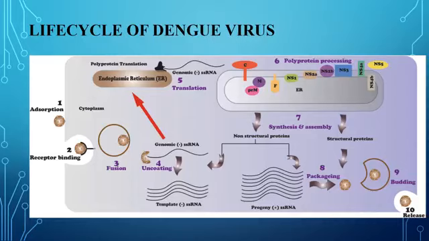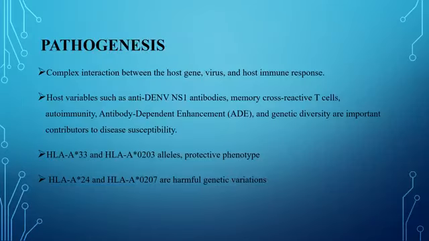In this way, the life cycle of dengue virus is completed within the host cell. One virus comes in and produces a lot of viral copies in the host cell, and then these copies are released from this cell and infect other cells in the body.